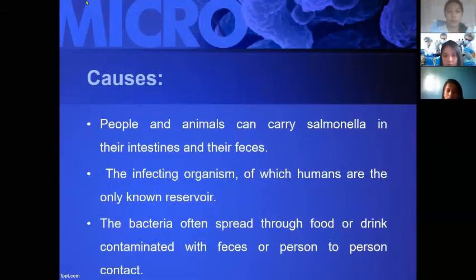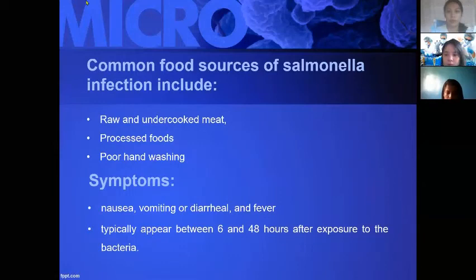These are the common food sources of Salmonella infection, including raw and undercooked meat, processed foods, and poor hand washing. So we can also get Salmonella directly through poor hand washing, because we might pass along the bacteria by not washing our hands well, usually after using the bathroom.